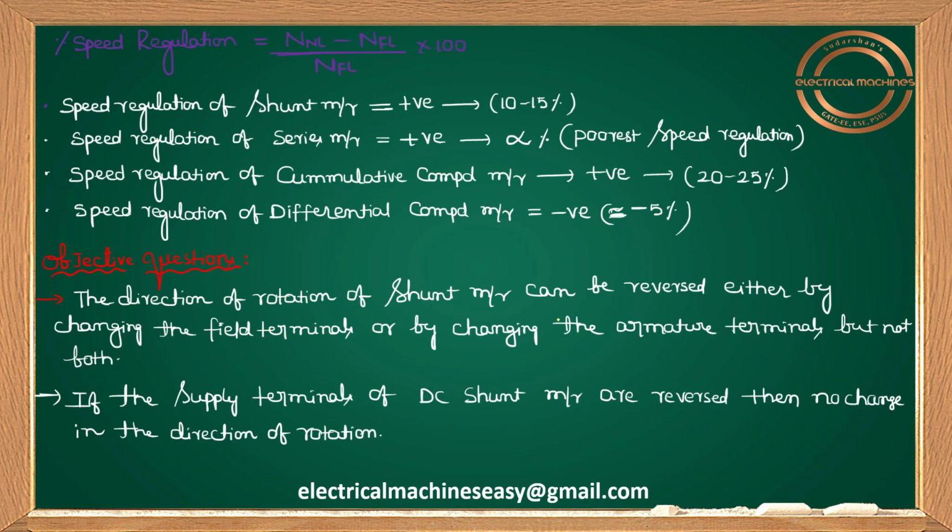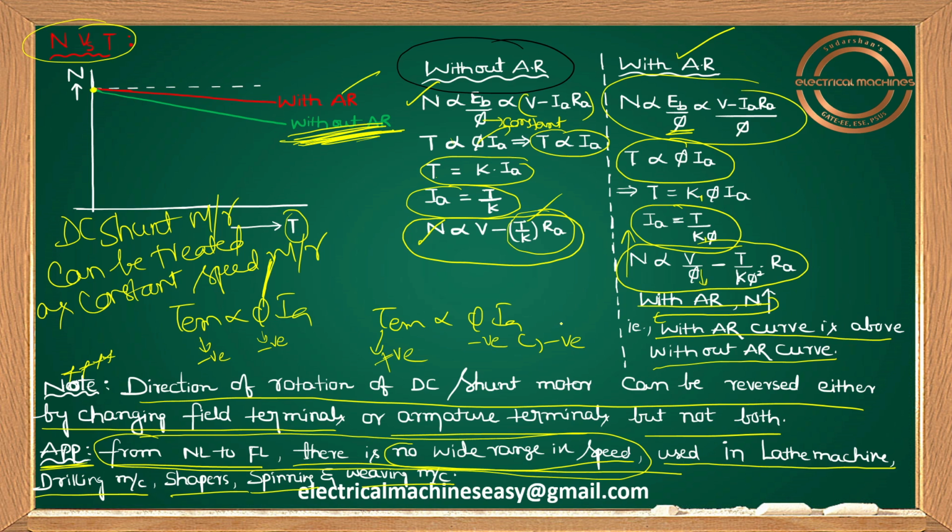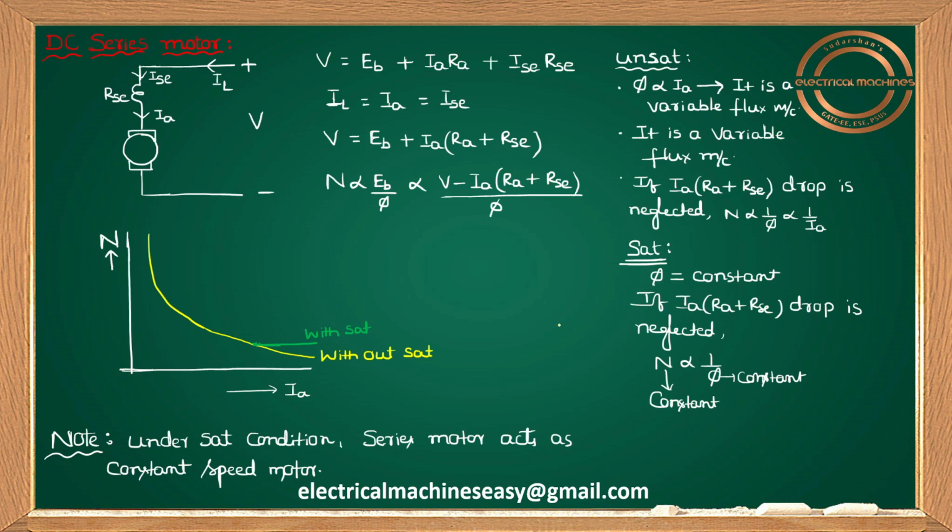Okay. Right. So I think for this session, this much is enough. In the next session, I'll proceed with the second set of characteristics of your DC motor. I'll start with the DC series motor. I already explained the DC shunt motor. I'll be taking the DC series motor, cumulative compound motor, and differential compound motor. Okay, guys. Thank you.